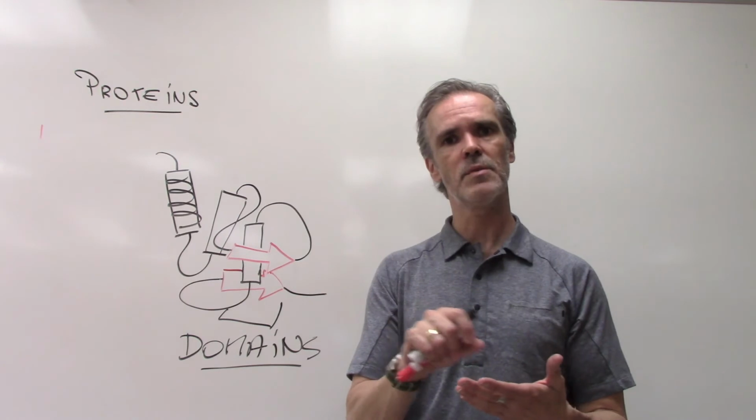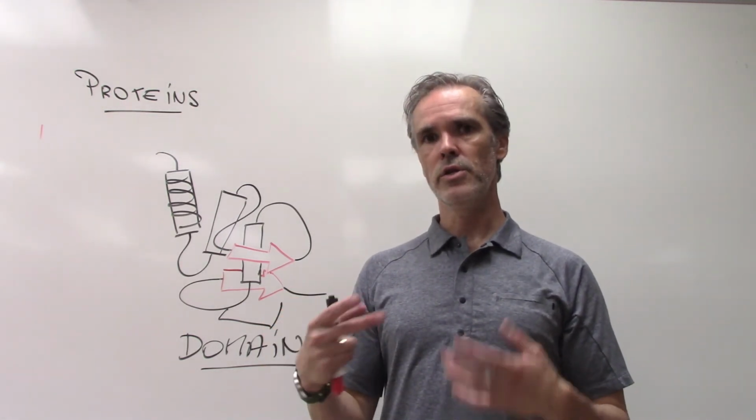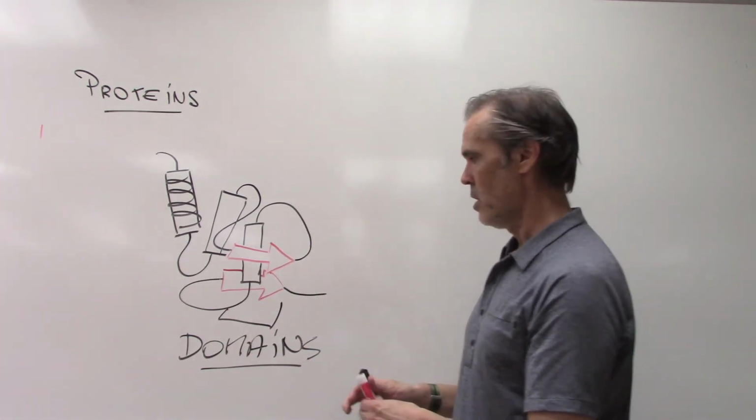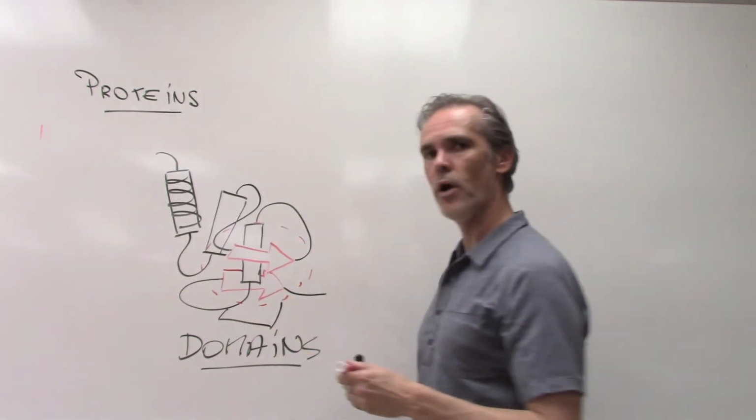So if you ever read something about a protein, it has this domain and this domain. Well, you need to know what a domain is. Well, a domain is this. So what is a domain? The domain is this part here. These parts that interact with one another.